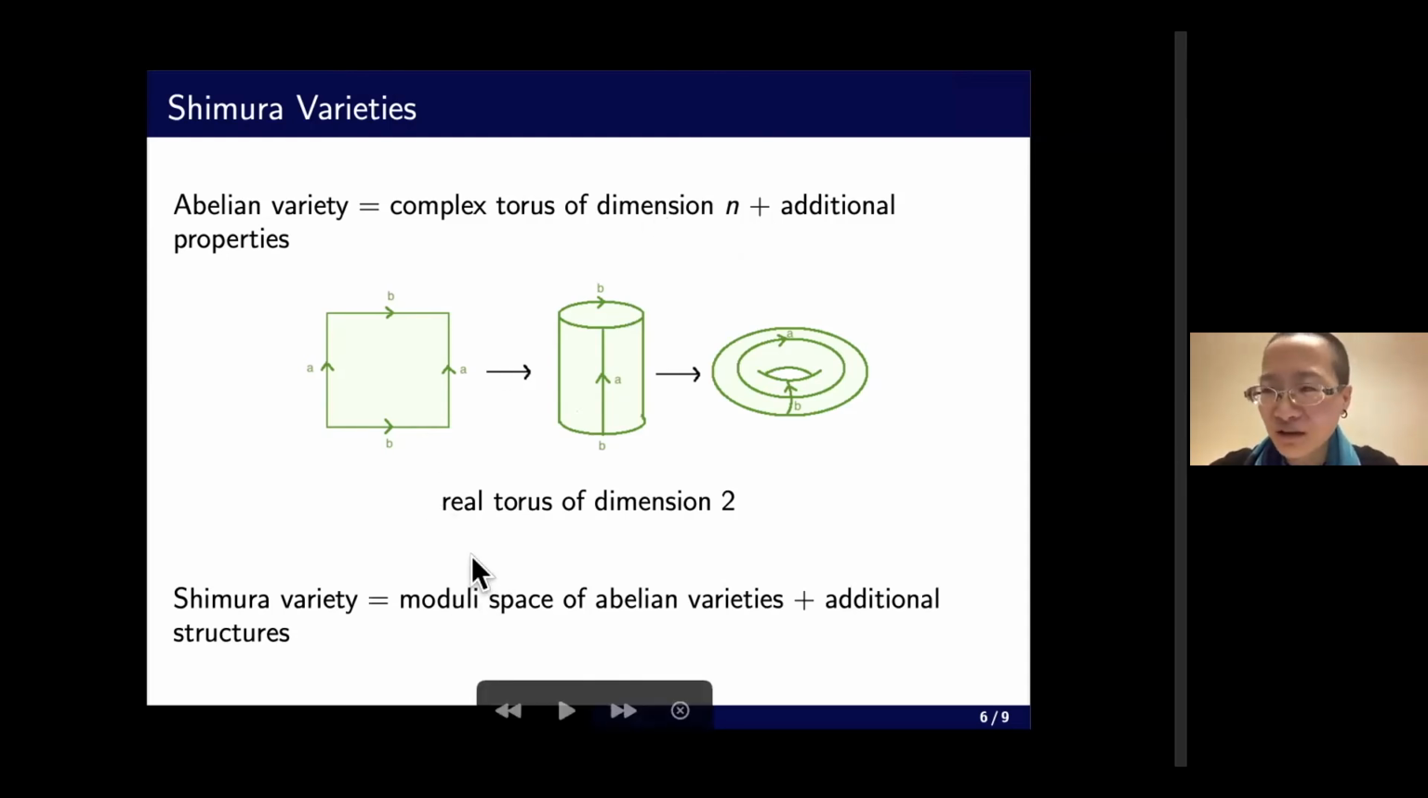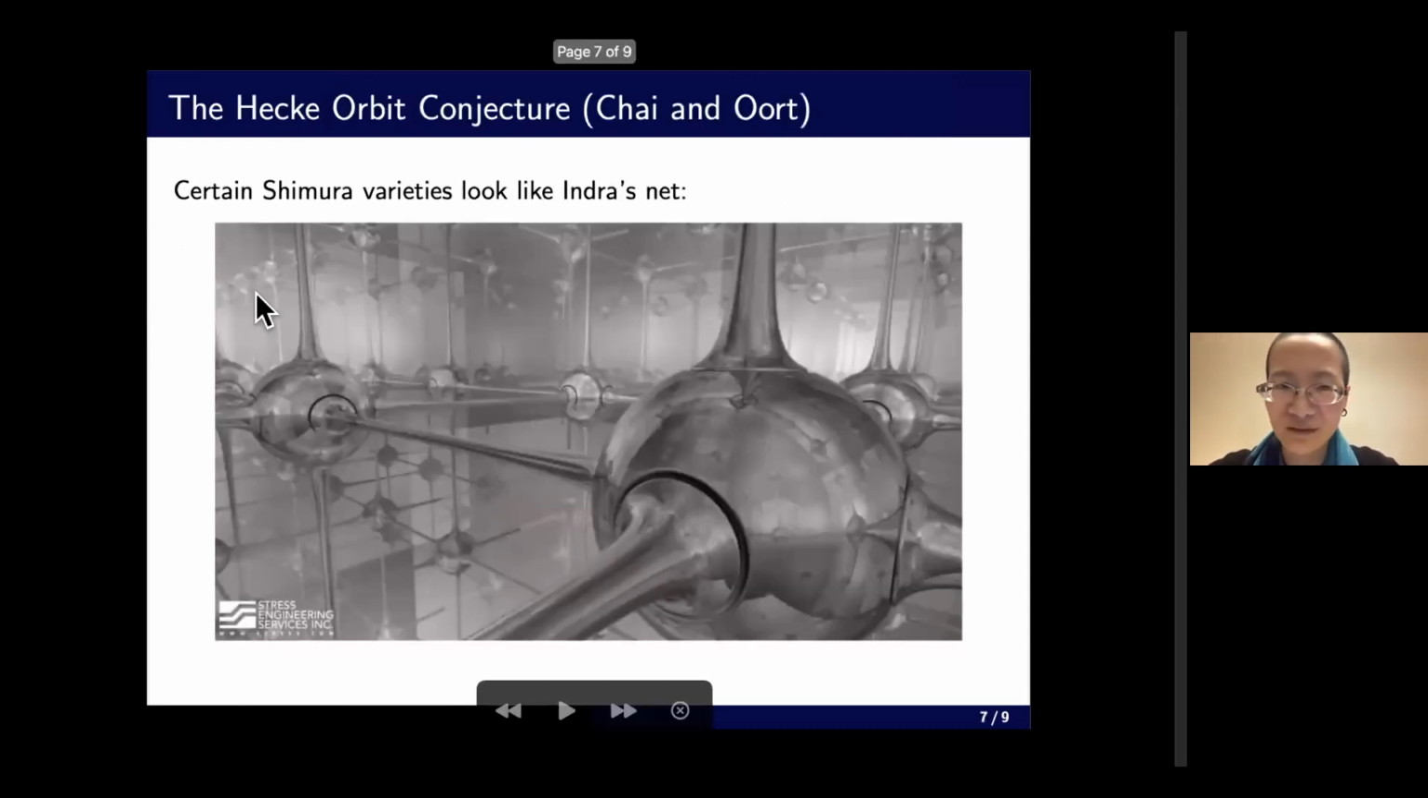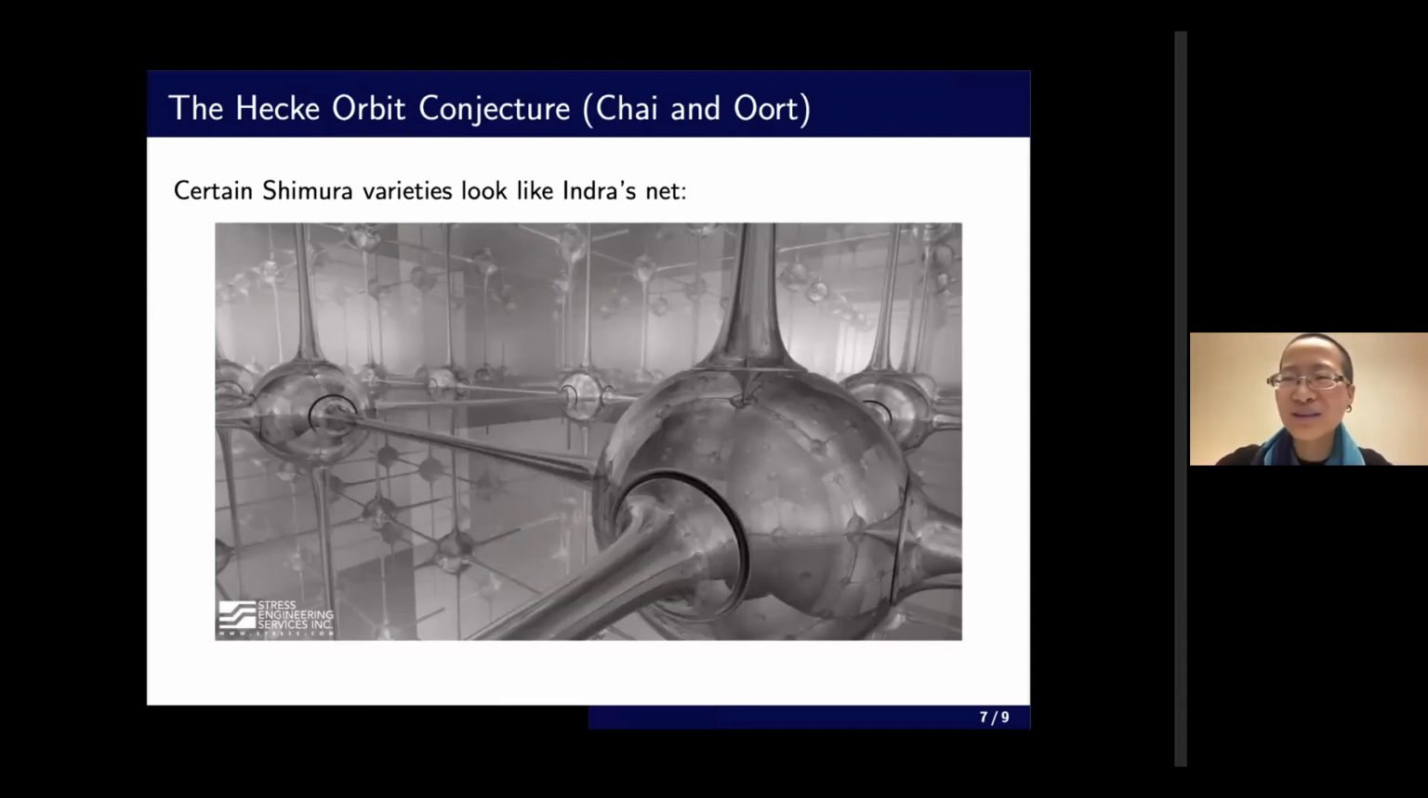So this brings us to the notion of Shimura varieties. So these classify abelian varieties plus some additional structures. Okay. And one thing I studied in my PhD thesis is something called the Hecke orbit conjecture. So heuristically, it says that certain kinds of Shimura varieties, if you look at them from the modulo p perspective, they are going to look like Indra's net.